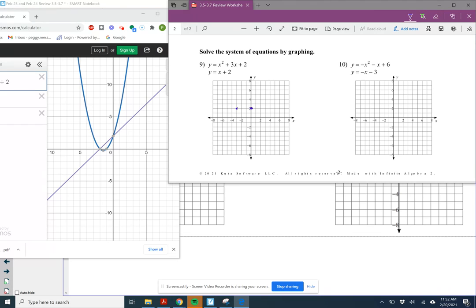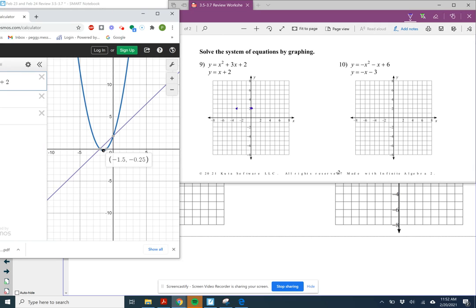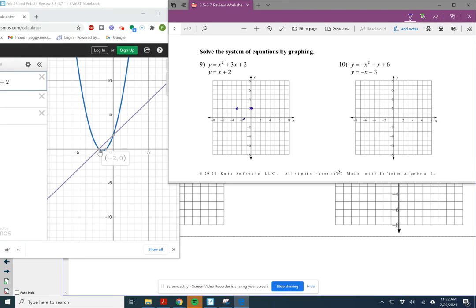It's got its vertex at -1.5, -1/4, or just below the x-axis, barely below. It's got an x-intercept at -2, 0. That's one of our intersection points. Sorry, an x-intercept, right? X-intercept at -2, 0. Another x-intercept at -1, 0. And my quadratic, my parabola, looks like this. Oops. Let me draw that side again.